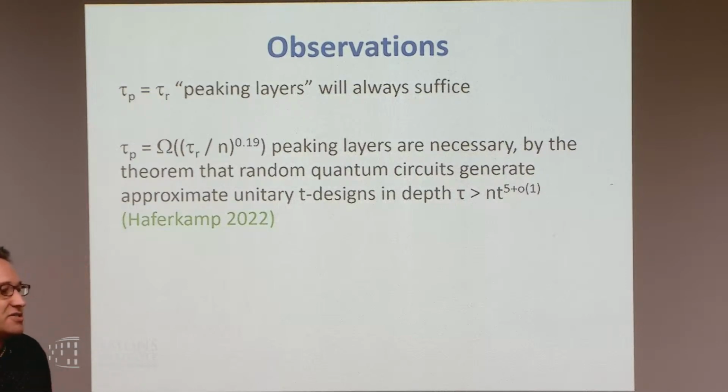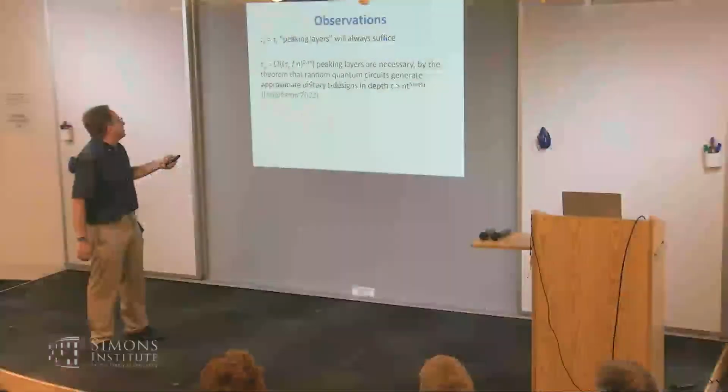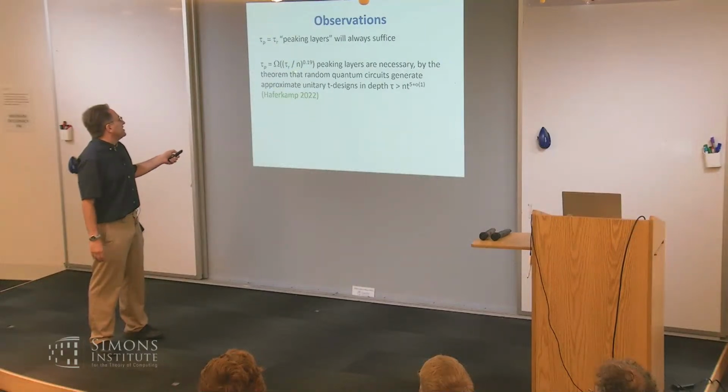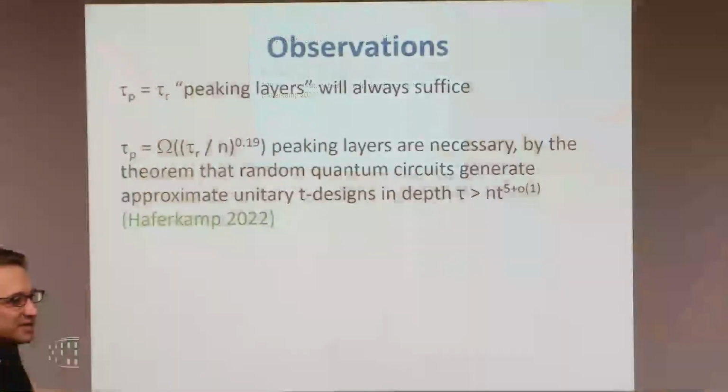But it seems very unintuitive that this goes inversely with n. So that means you need fewer layers if you have a larger system? Well, it's just saying that in order to get a non-trivial bound, tau sub r has to be large compared to n. That's all it's saying.